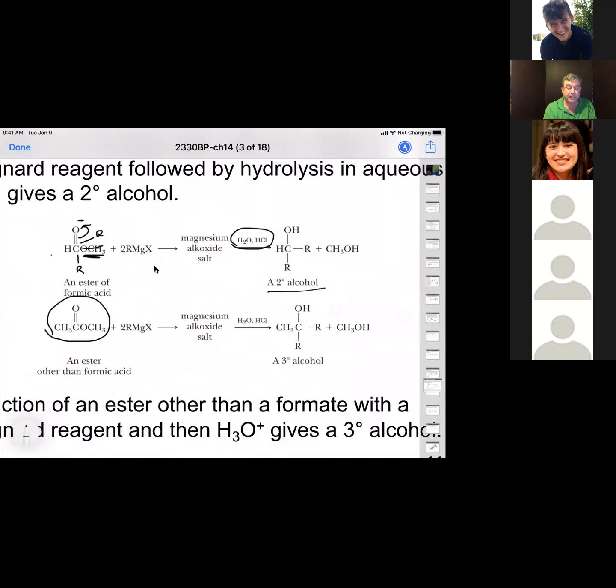The only reason you have a secondary alcohol is because we have a hydrogen hooked to the carbonyl, and this is the carbon that was the carbonyl. If you have any other group there, you're going to displace your alcohol group, and whatever Grignard reagent you have are going to be those two other positions on our tertiary alcohol.